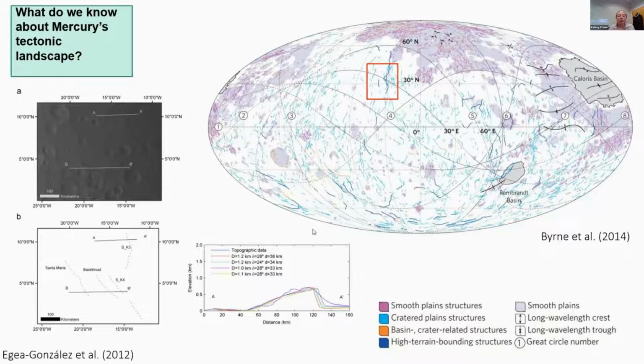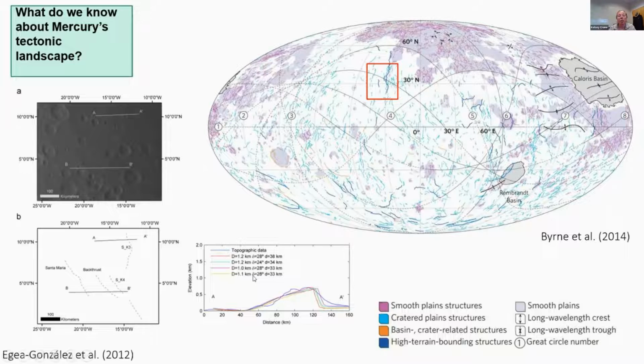We can also learn about the depth that structures go to and their dip by looking at the topography and doing some finite element modeling. This is from Egea Gonzalez. And the blue line here is the topography that's associated with one of the thrust fault features. And then they try to reproduce that topography with finite element models with faults that go down to different depths. This is something that's a little bit better to do in the cratered plains structures because they're a little bit simpler and you're not always having to worry about back thrusts and things like that.